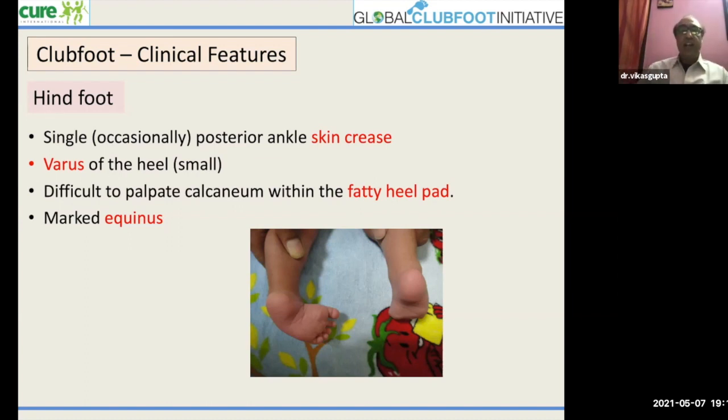So on hind foot inspection, you can see there's a single posterior crease, which is usually deep. The heel is small, high riding, and in varus, medially deviated. It is difficult to palpate the calcaneum, which is called fatty heel pad, and you have a scoring for this, and marked equinus. So these are common features seen in the hind foot.